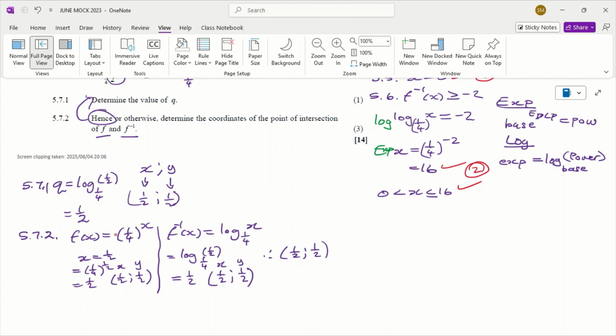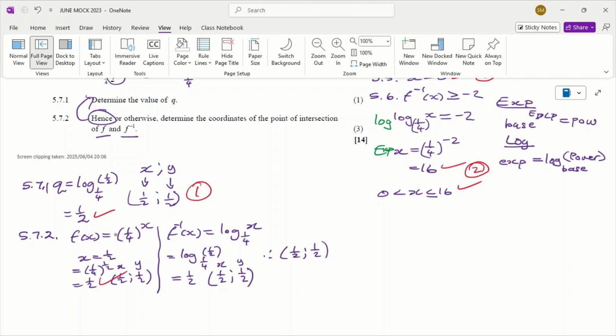for the first response, to say that f of x at x equal to 1 over 2 is 1 over 2. And then you get another mark for saying that the inverse of f at 1 over 2 is also 1 over 2. Then you get a mark for saying that the point of intersection is 1 over 2 and 1 over 2, because it's a point that occurs in both functions. So that is 3 marks.